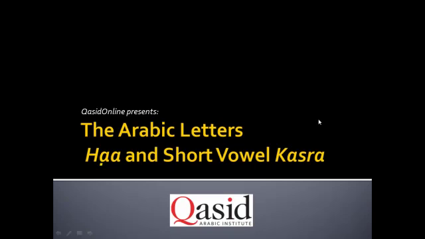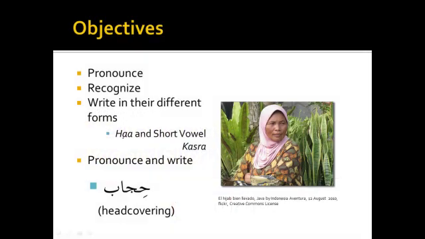Let's get started. So we have 4 objectives in this lesson. The first objective is to pronounce the ha and the kasra effectively. Our second objective is to recognize the ha and the kasra when we see them in an Arabic word. Our third objective is to write them in their different forms.